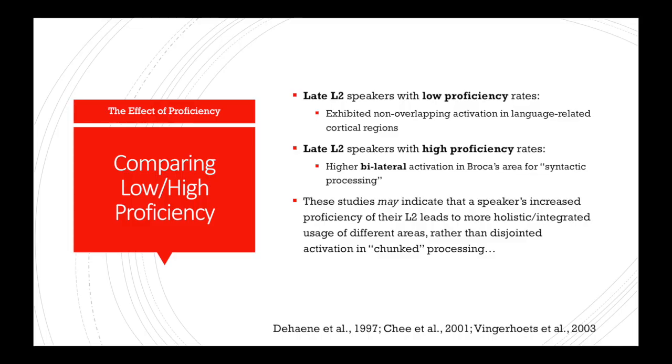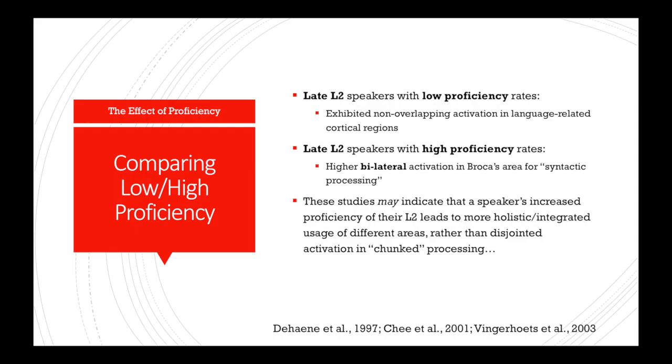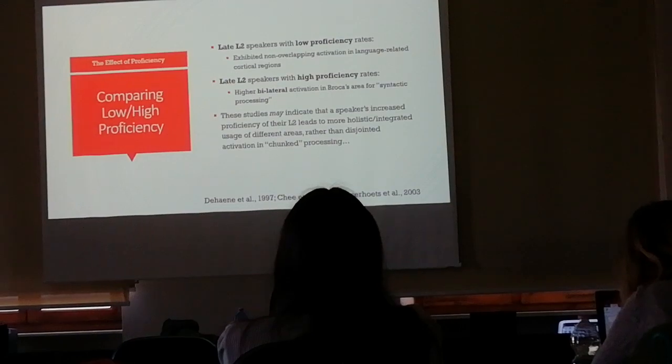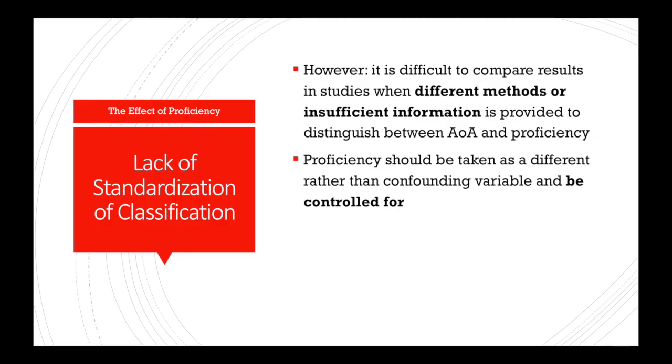Okay, so when we compare low and high proficiency, this is what we just talked about: late L2 speakers with low proficiency have the non-overlapping activation, as we mentioned, and higher bilateral activation, so it's more all over the place. As I said, there's a big "may" here. It's all a big hypothesis, really, that increased proficiency could lead to more holistic processing, and that there's more chunked processing happening with people who have low proficiency. But it's all still very difficult to tell because, especially with proficiency, there are no standardized ways.